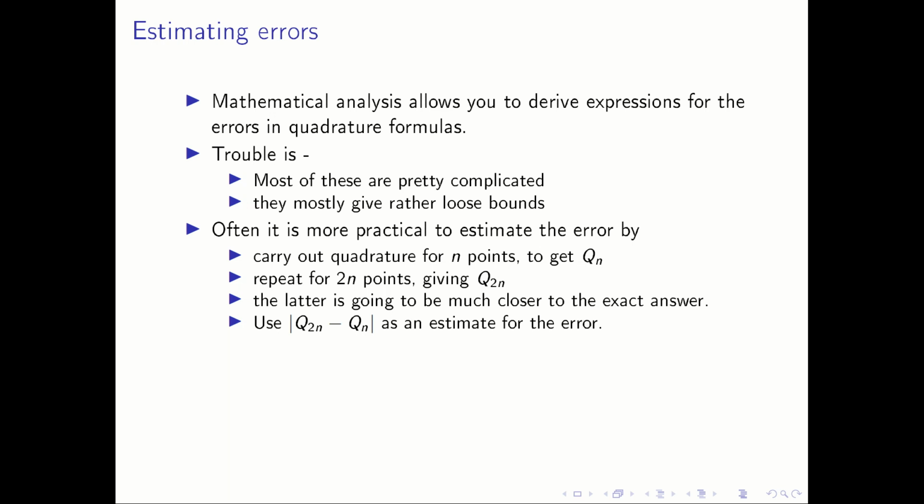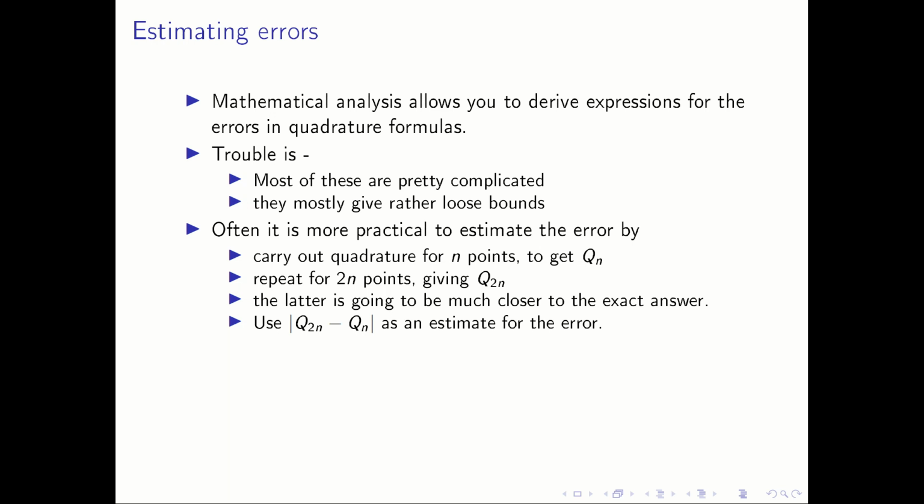By the way, since we are going to, of course, use Q2n as an estimate for the actual answer, if we have a more accurate result, why don't we use it? This really is going to give an overestimate of the error anyway. But overestimating the error is fine as long as we are not doing it by too much. So this is the standard strategy followed. You carry out the quadrature for n points, then repeat for 2n points, and the Q2n gives you the result, and the difference between these two gives an estimate of the error.